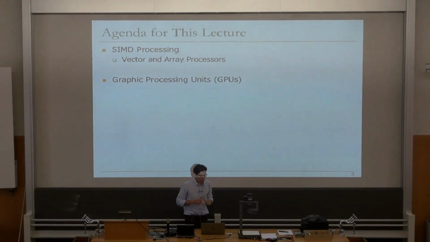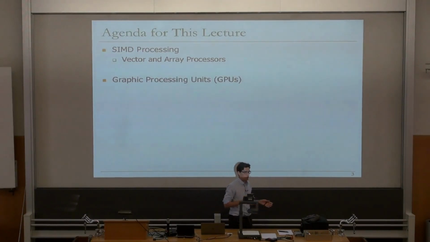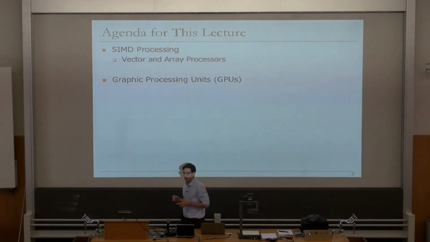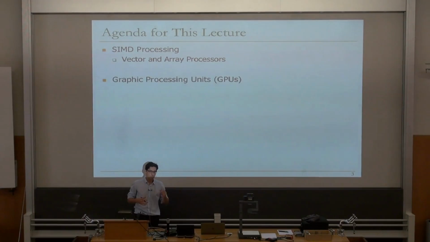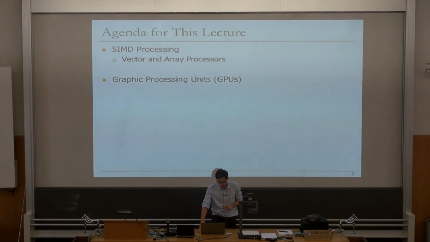So this is the agenda for today. We are going to talk about SIMD processing, including vector and array processors. We will see they are based on the same principles, but they have different characteristics, and we are going to study them. And then we will talk about the special type of SIMD processors that actually combines characteristics of both vector and array processors, and these are the graphics processing units that are, let's say, the current form of SIMD processing and most successful form of SIMD processing these days.